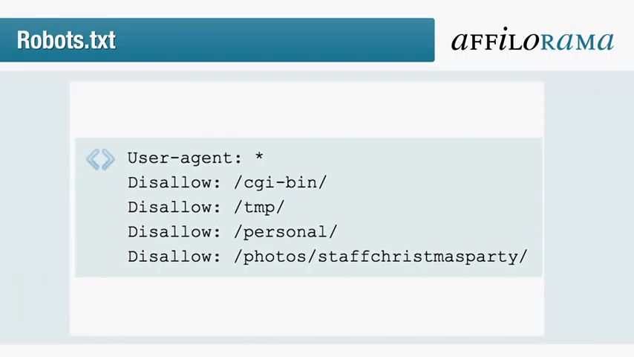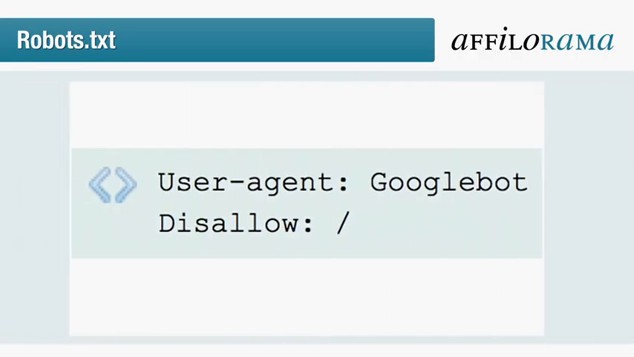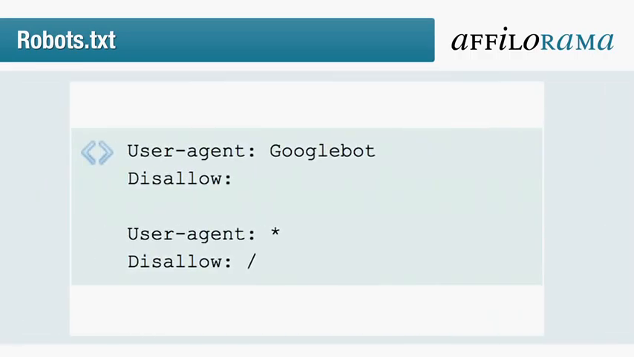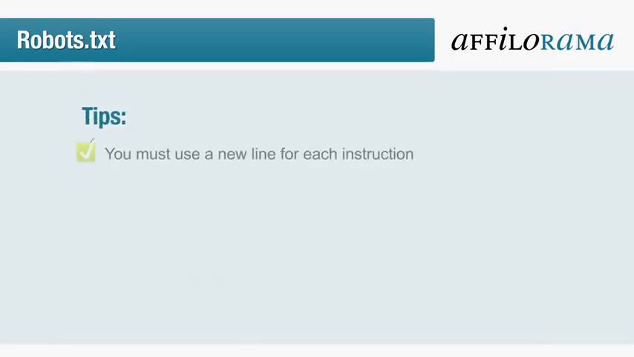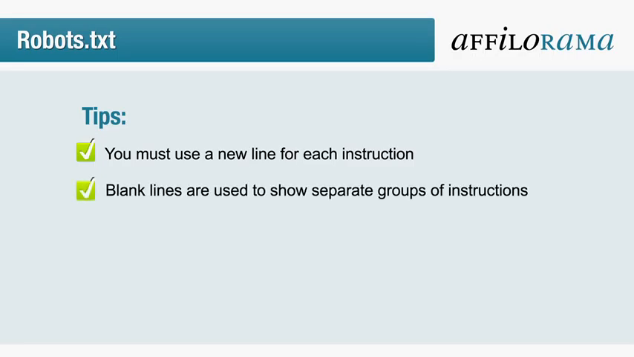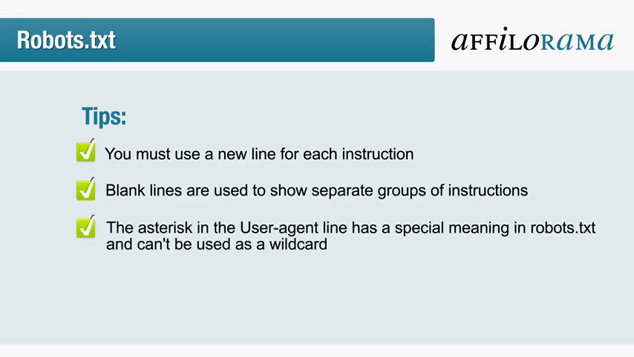To block certain directories, you can follow this. And to block a certain spider, or to allow a certain spider while blocking others, use these. Here's some tips. You must use a new line for each instruction. Blank lines are used to show separate groups of instructions, as in the last example. The asterisk in the user agent line has a special meaning in robots.txt and can't be used as a wildcard. If you wanted to disallow all GIF images on your website, you couldn't just go disallow asterisk GIF.